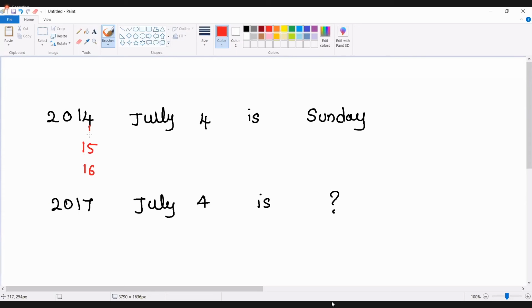14 to 15, one complete year is over. How many odd days are there? You have to find out. 15 to 16, one more complete year is over. 16 to 17, one more complete year is over. So we can just check the odd days.